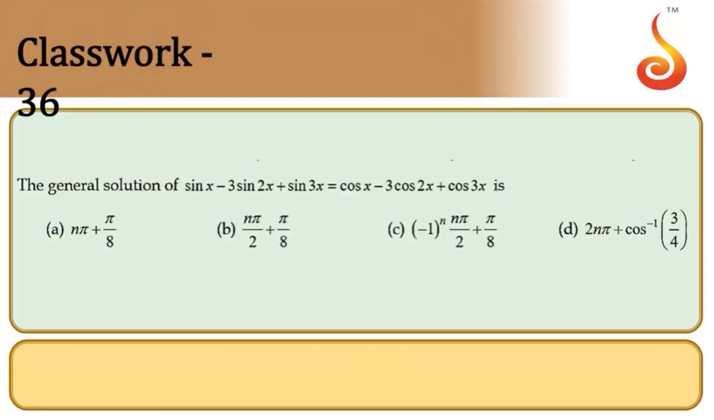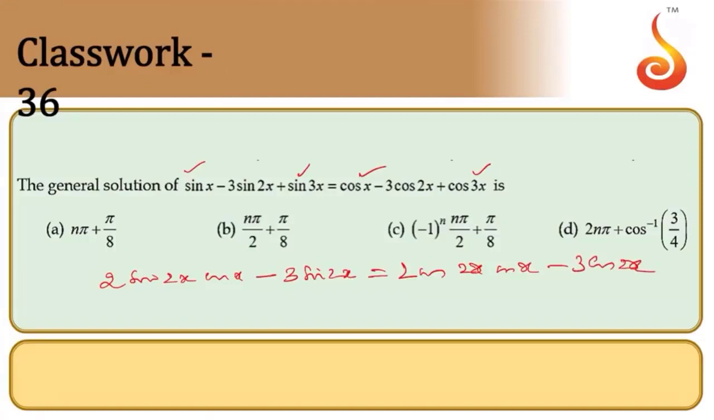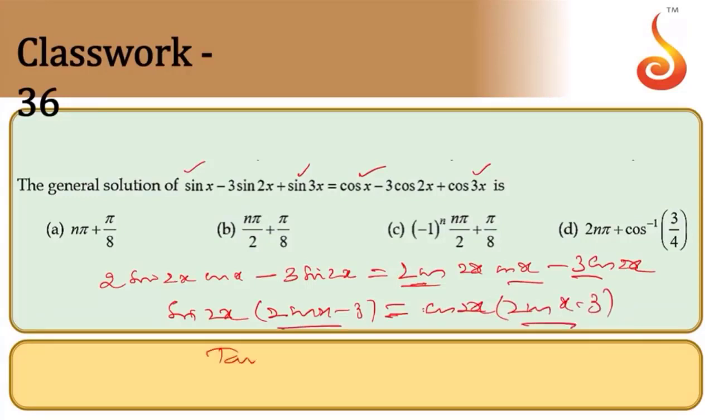Let's consider the general solution for the problem. Here, 36. So you have a problem here, sine 3x minus sine 2x. First and last when you take up, it is sine C plus sine D. So 2 sine 2x multiplied by cos x minus 3 sine 2x. That equals, first and last when you take up, cos C plus cos D, 2 cos of (C plus D) by 2 multiplied by cos x minus 3 times cos 2x. When you simplify, you'll get sine 2x common here, 2 cos x minus 3. Same thing, 2 cos x minus 3 will be coming here, equals cos 2x multiplied by 2 cos x minus 3.